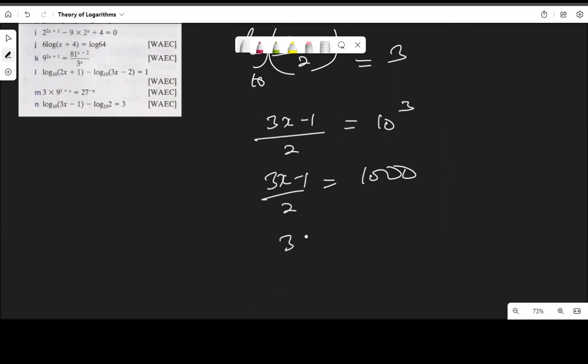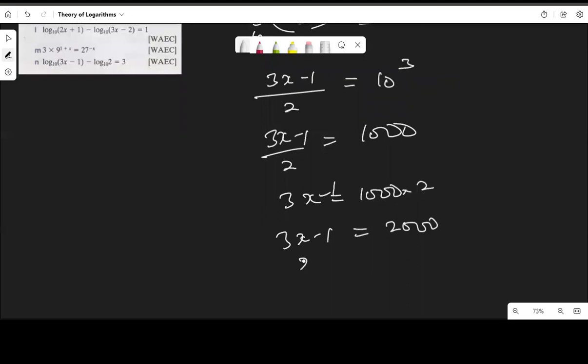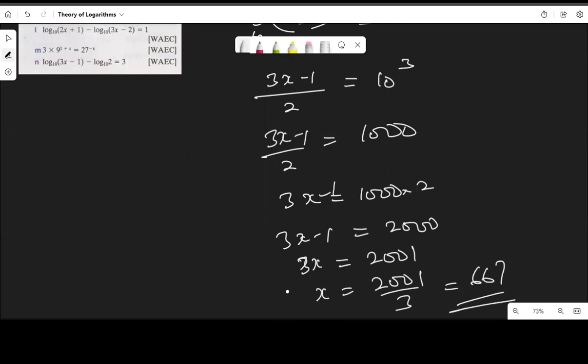Cross multiply, 3x minus 1 is equal to 1,000 times 2, which is 2,000. 3x equal to 2001. That is, this one comes here and adds, so x will be 2001 divided by 3, which is 667. And that brings us to the end of this lengthy tutorial.